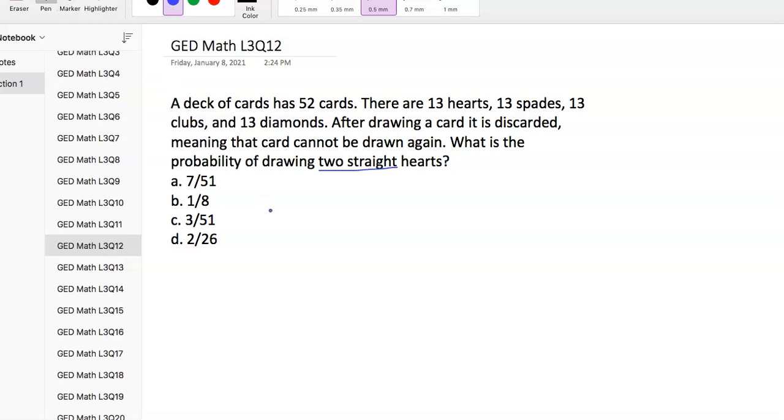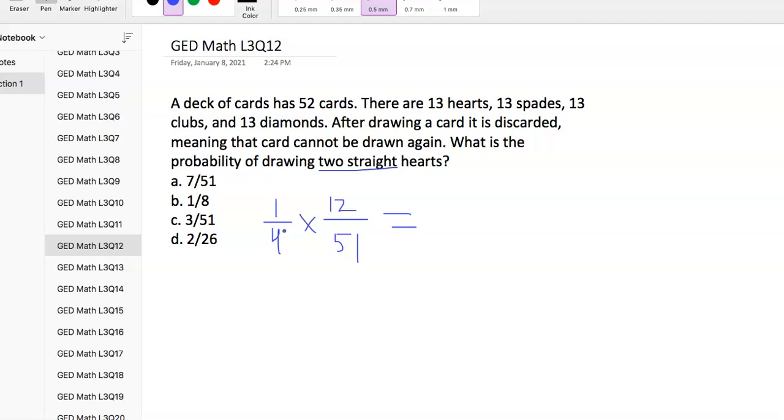Okay, so in this one, they're asking about 2 straight hearts, right? So the first time my chance is 1 out of 4. Really you could say, because there's 13 hearts, it's 13 out of 52. But if you divide each side by 13, you get down to 1/4. So you start off with 1/4, and then the second time it would be 12, because there were 13 hearts, but now I drew a heart and discarded it, so now it's 12 out of 51, not 52, because there's also one less card in the deck now.